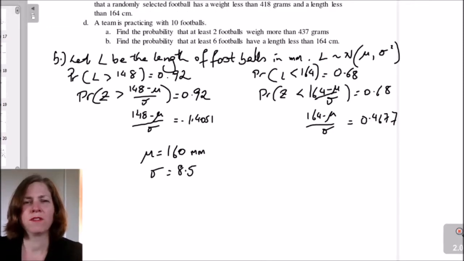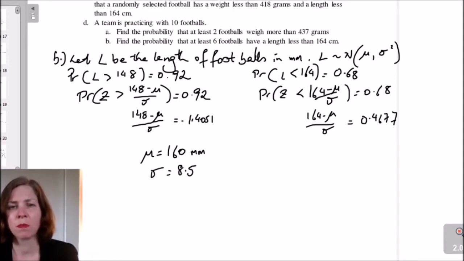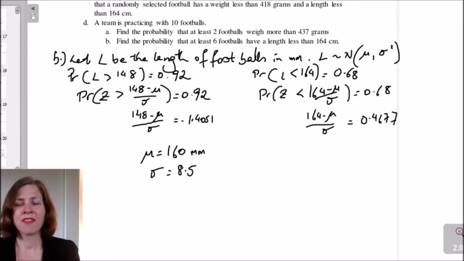Okay, so you can see there what I've done. First, I've defined my variable as L, which is the length of footballs, and I've written it in millimetres. I did actually go and change it in the question. And I've noted that L is normally distributed with mean and standard deviation unknown. So the probability that L is greater than 148 is 0.92 and the probability L is less than 164 is 0.68. So I rewrote those as Z values. So 148 minus mu over sigma and 164 minus mu over sigma get replaced in those equations. Then I grabbed my CAS.